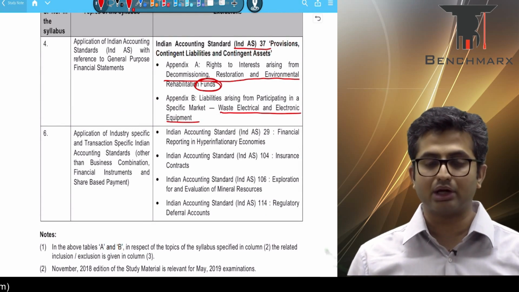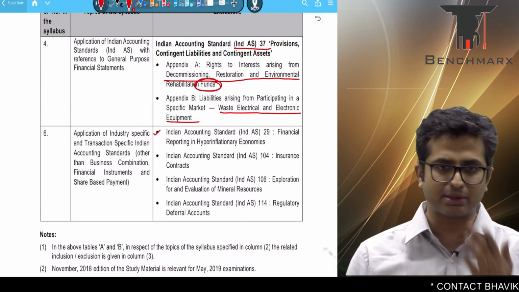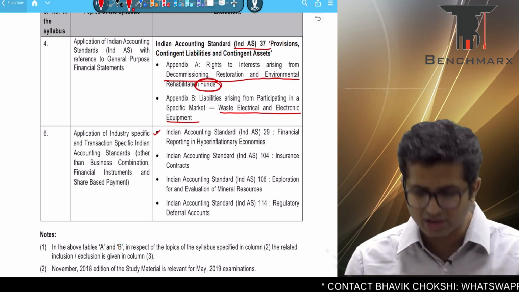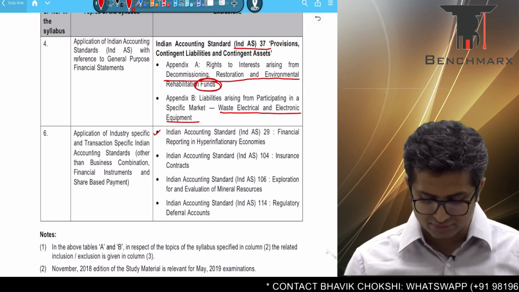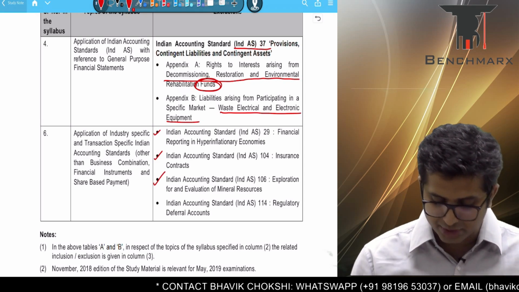In terms of certain Ind ASs, accounting for hyperinflation was never there as a part of either the May 2018 study material or the May 2019 study material. So there's nothing unusual in this. Now these are 2 separate items which have been removed.